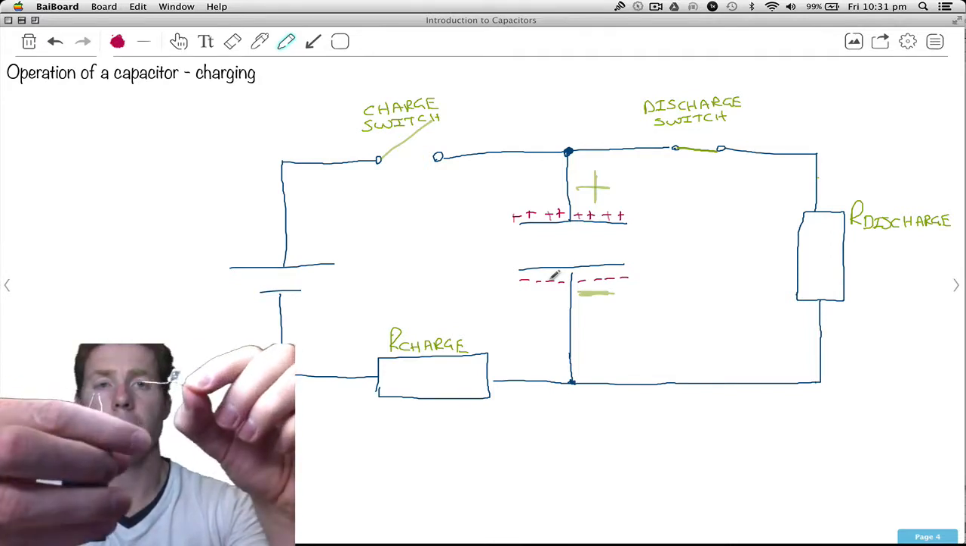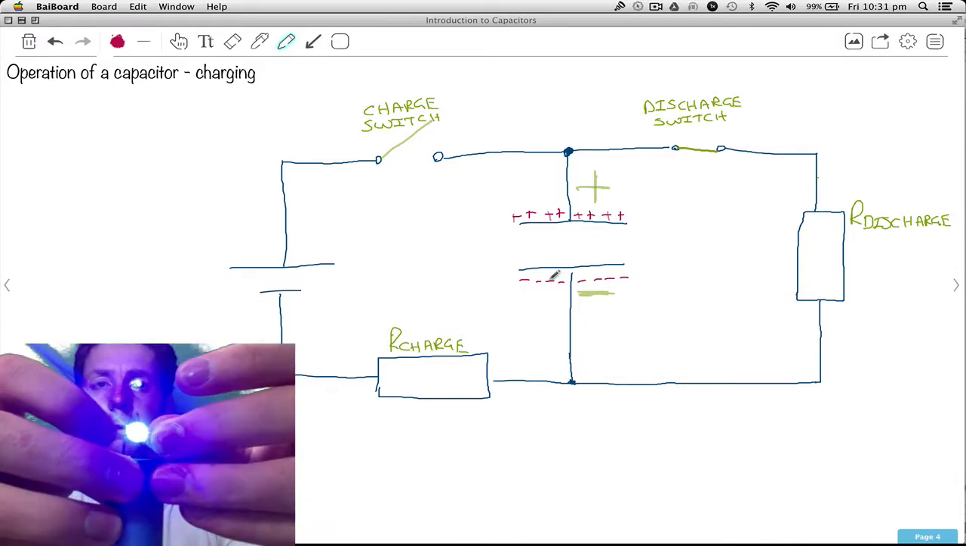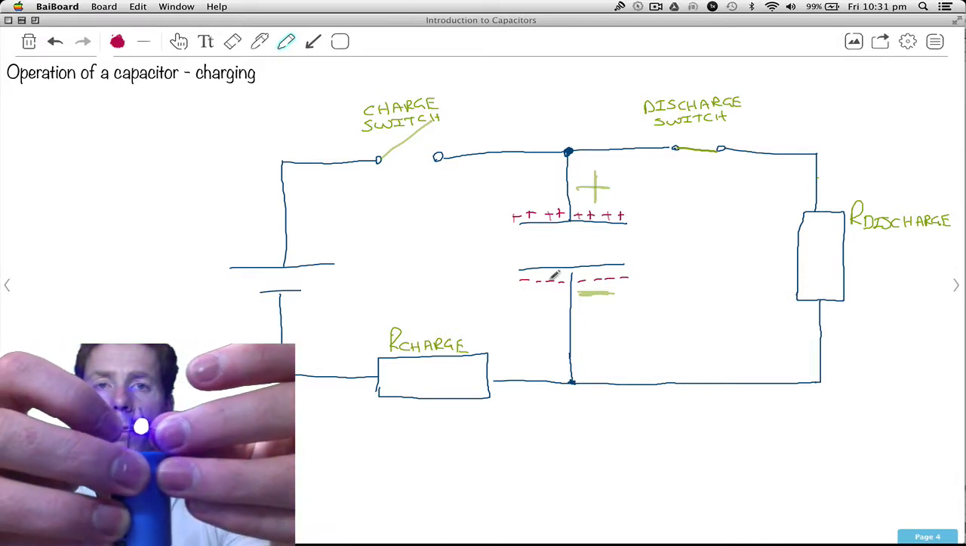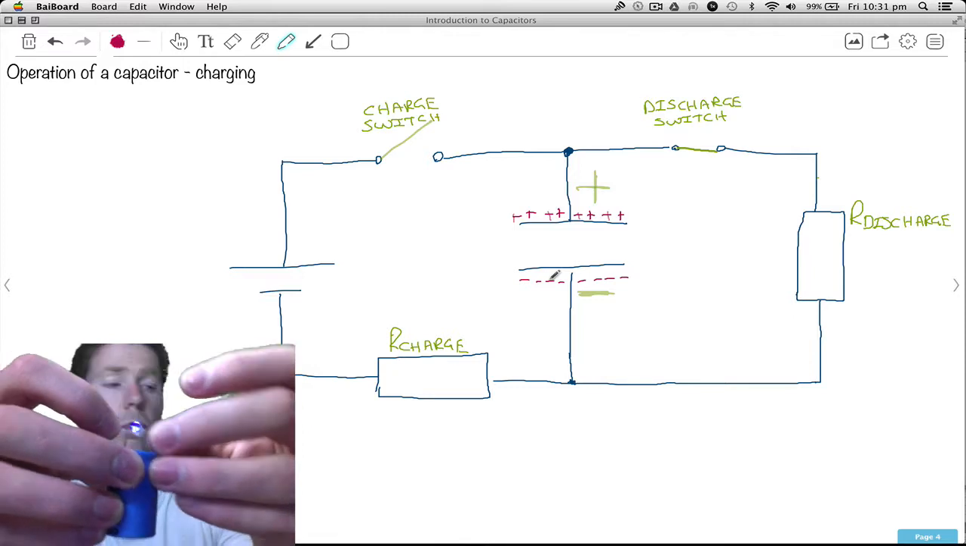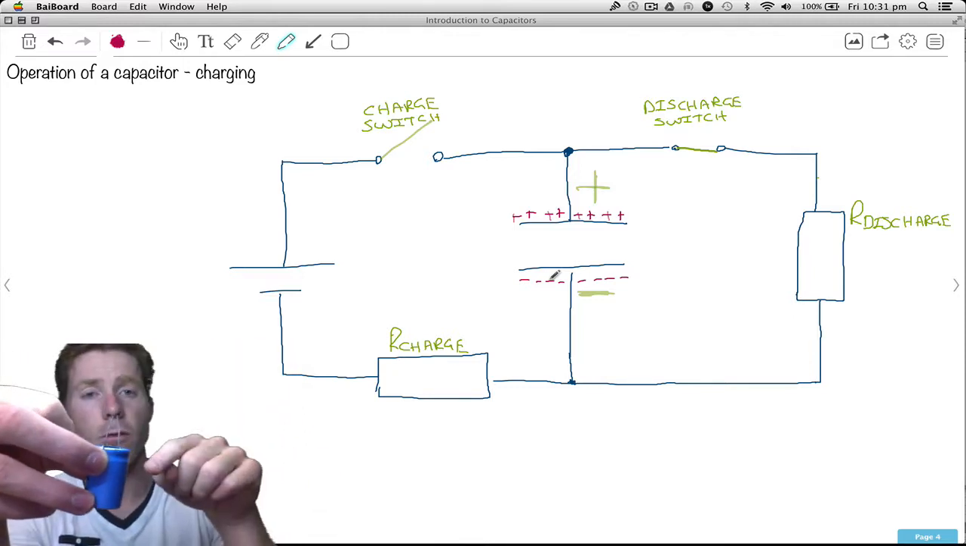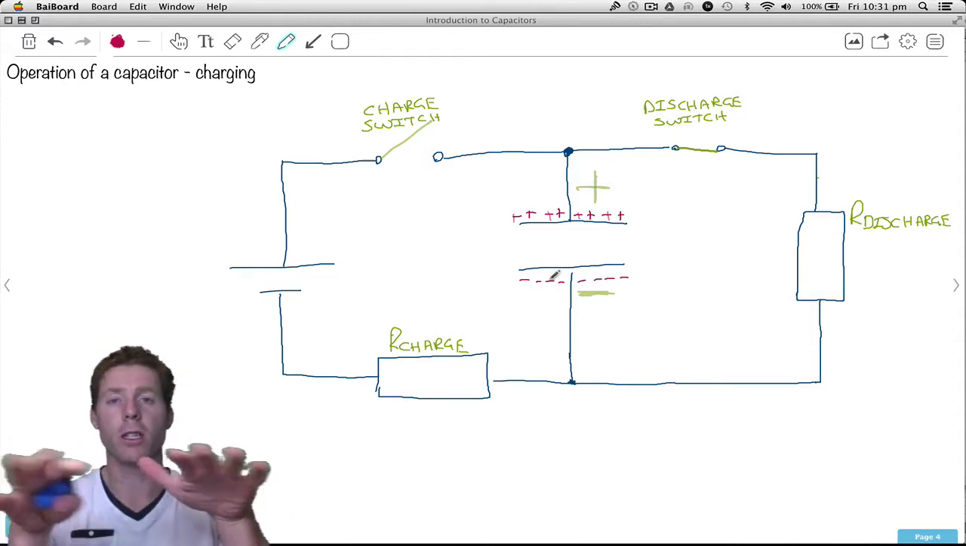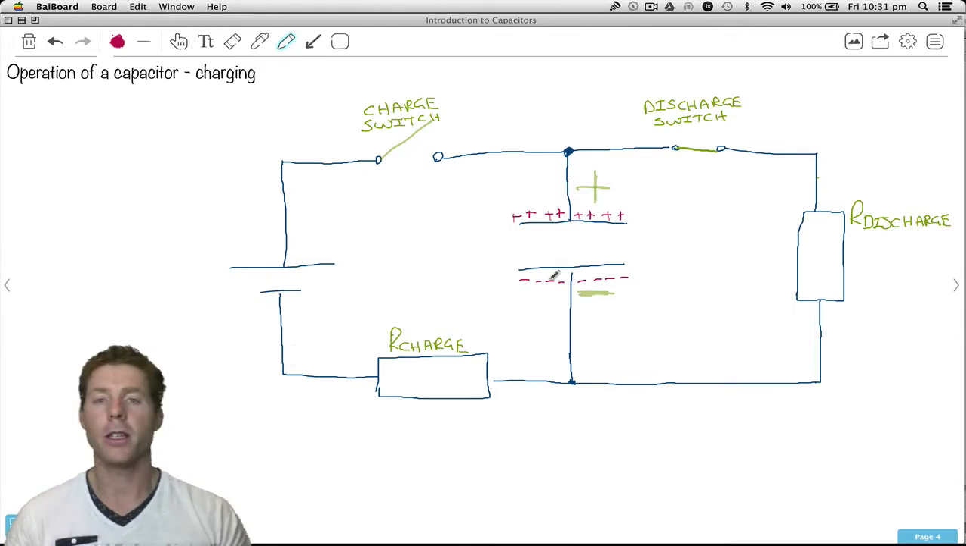So when I get my LED again and connect it up, you'll find it turns on. And it gets dimmer and dimmer and dimmer, because what's happening is the electrons from the negative plate are going through the LED to the positive plate, making the positive plate a bit more negative. Eventually they both get to the point of equilibrium and it's completely discharged.